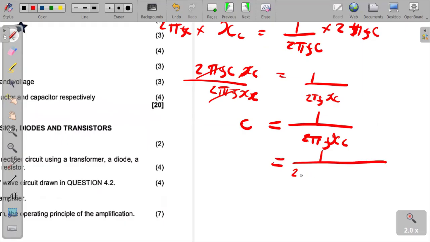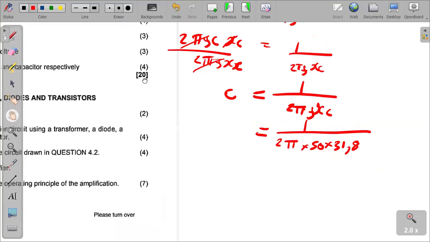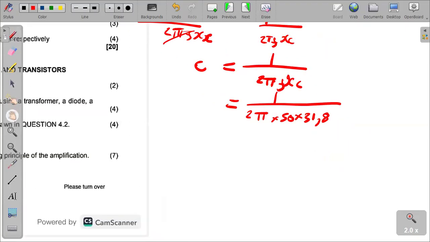Substituting the values that we have, 2 pi multiplied by f, the frequency, which is 50, multiplied by XC, which we have been given, 31.8, right? That's what we are having. So we can now punch that directly on the calculator, right? If we punch this on the calculator, we are going to get a value 1.00957 times 10 to the power of -4. That's what we are seeing on the screen of our calculator, right?